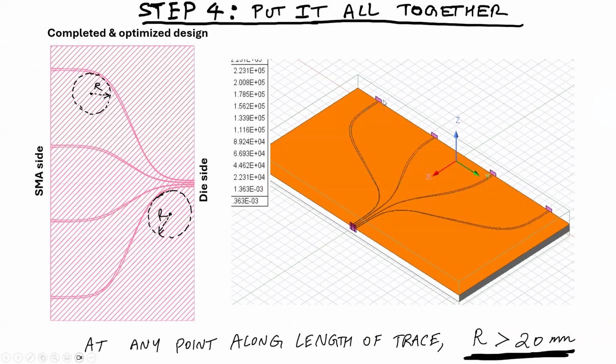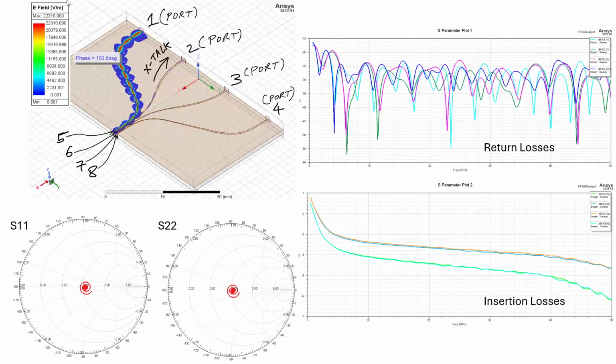In this case, the radius of curvature is approximately greater than 2 centimeter throughout the length of this trace. And if you look at what the signal transmission looks like, you see how the signal is coming in over here. So this is from the SMA. And then because of the taper, it's being squeezed down. But because the bend is very gradual, you see that the signal is not being radiated out, right?